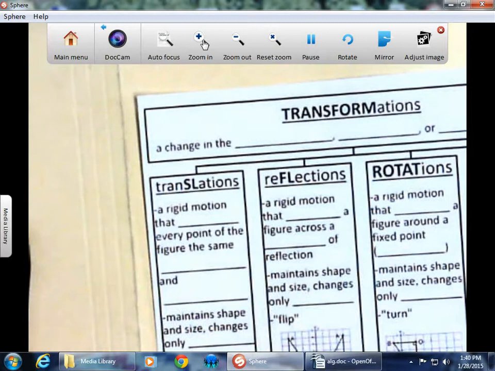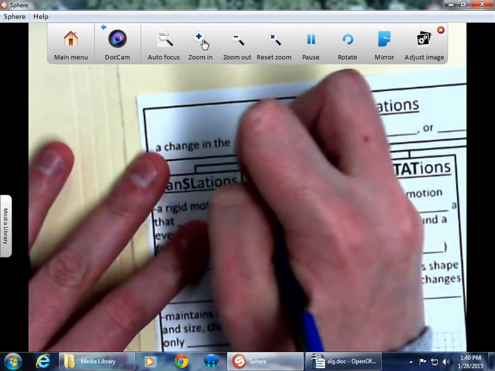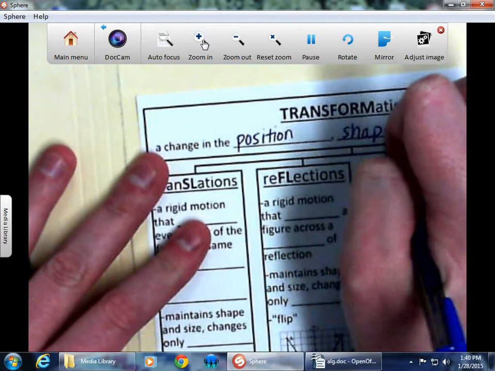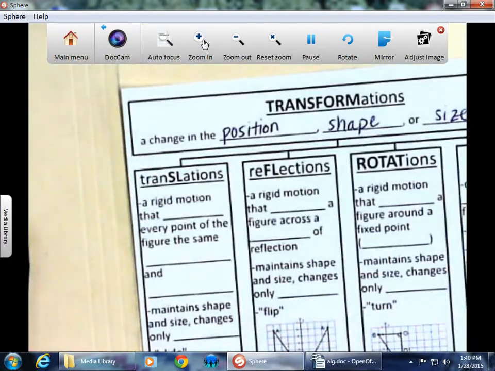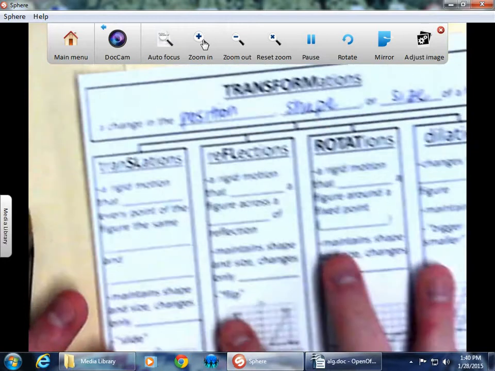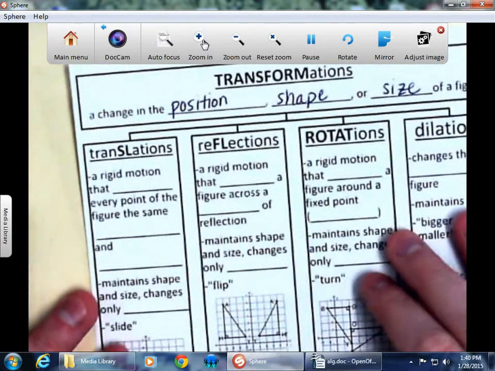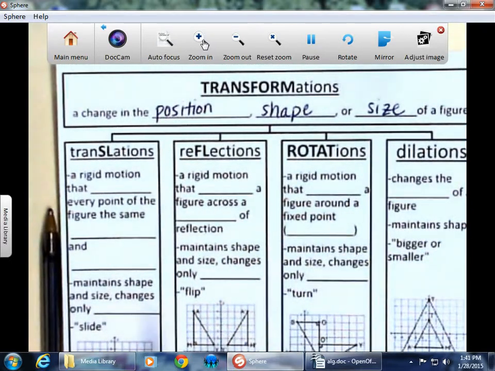that says transformations at the top. We're going to get a little more specific here. A transformation is the change in the position, shape, or size of a figure. You can think about transformers. They transform into a vehicle or something like that. So they transform, they change. So we have three types of transformations.